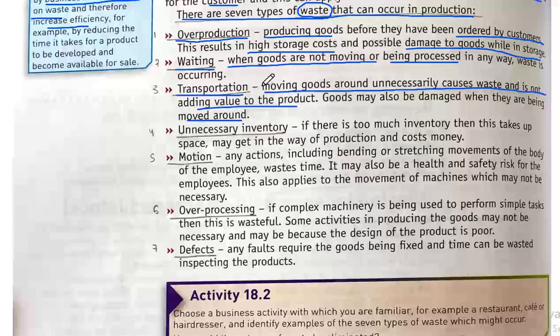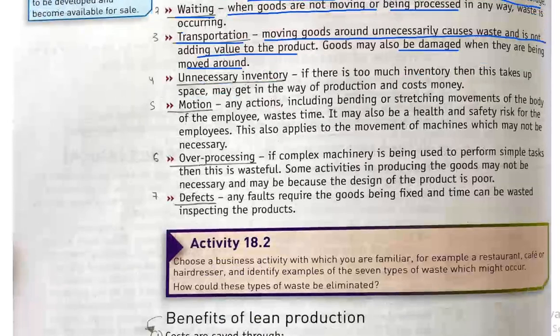So when I'm moving the goods over and over to different places, inside the factory or outside the factory, this unnecessary movement is going to damage the goods, and sometimes causes waste, and it's not good for the product. All right, so goods may also be damaged by the unnecessary movement. Unnecessary inventory is also the fourth type of waste.